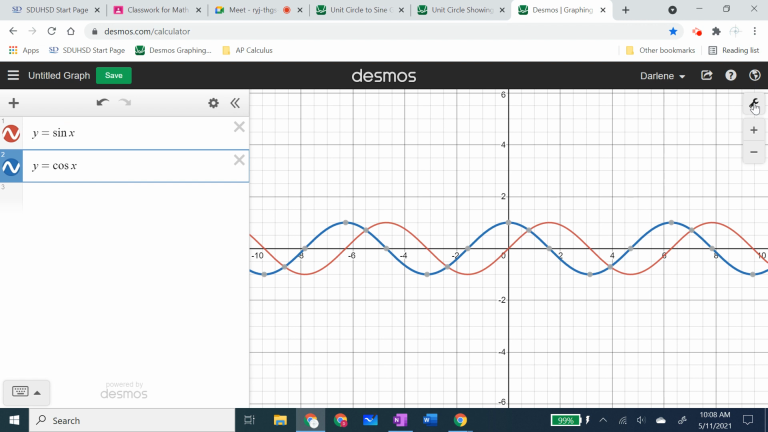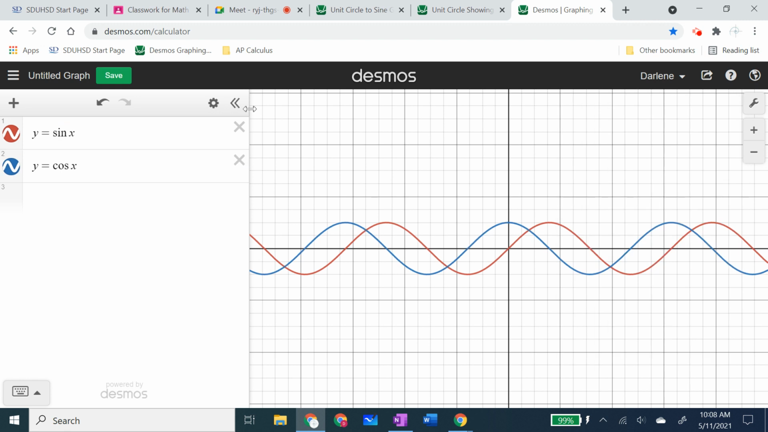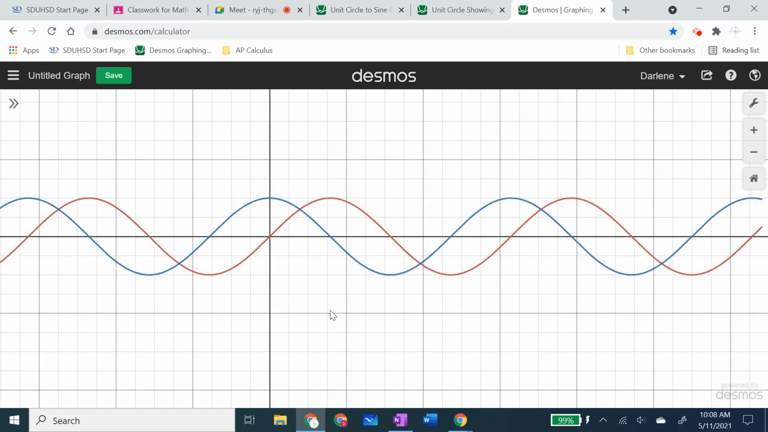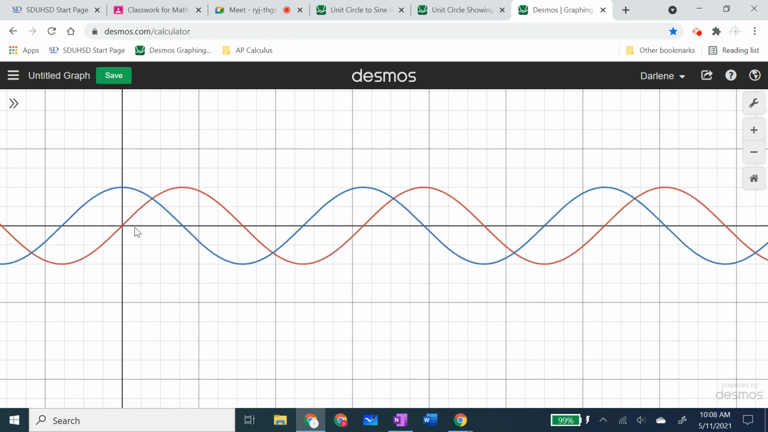To take a look at the difference. And I'm also going to take off the axis numbers because right now this is actually showing it in radians, so I don't want to get that confused. And this is the origin right here. So this red curve is sine, and it just keeps repeating its cycle over and over again. Cosine starts up here at 1 and then starts going through its cycle.